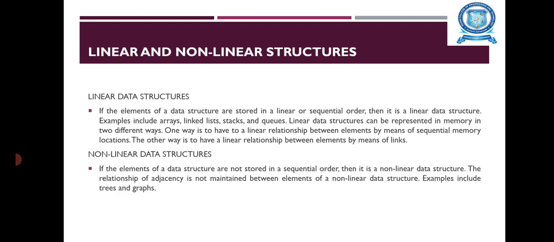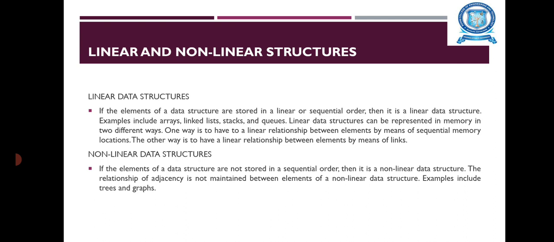Linear and non-linear. Linear data structure means if the elements of a data structure are stored in a linear or sequential order, then it is a linear data structure. The examples are array, linked list, stack and queues. Linear data structures can be represented in memory in two different ways. One way is a linear relationship between the elements by means of sequential memory locations. The other way is a linear relationship between elements by means of links.